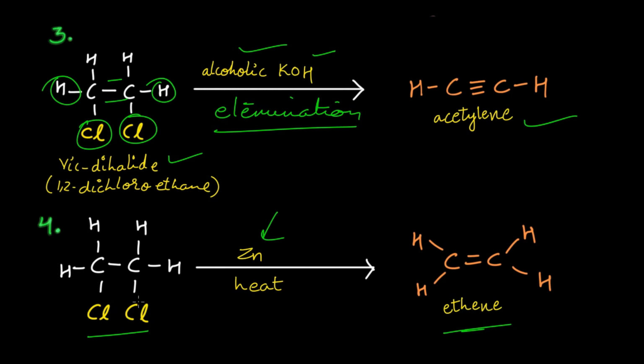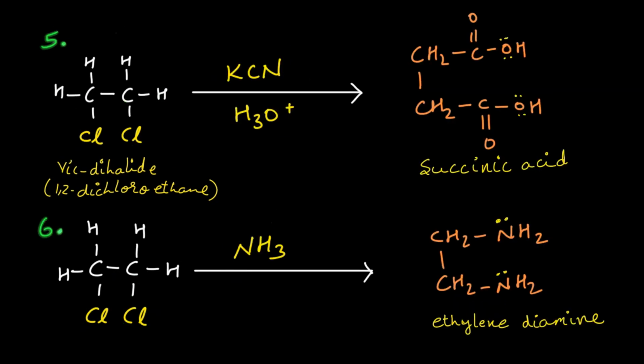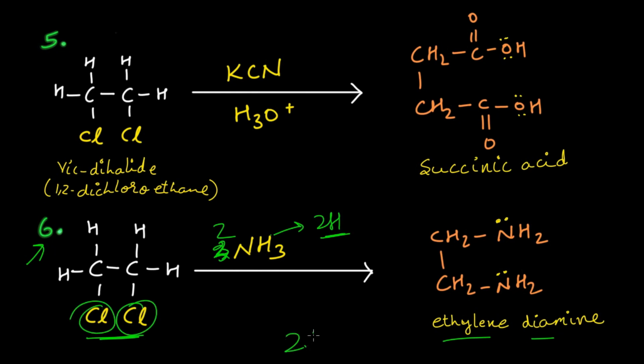Both are the same. These two chlorine atoms will be taken by zinc and a bond will be created between the two carbon atoms. Now next, take a look at the sixth reaction. When VIC dihalide is treated with NH3, you will directly get ethylene diamine. Two molecules of ammonia will give two hydrogen atoms, and these two hydrogen atoms will combine with these two chlorine atoms to give 2HCl, and you will get ethylene diamine.